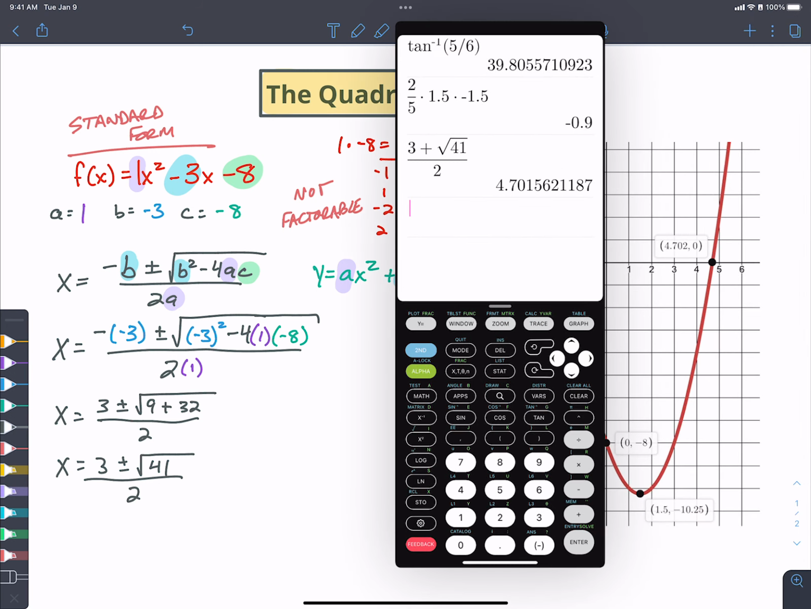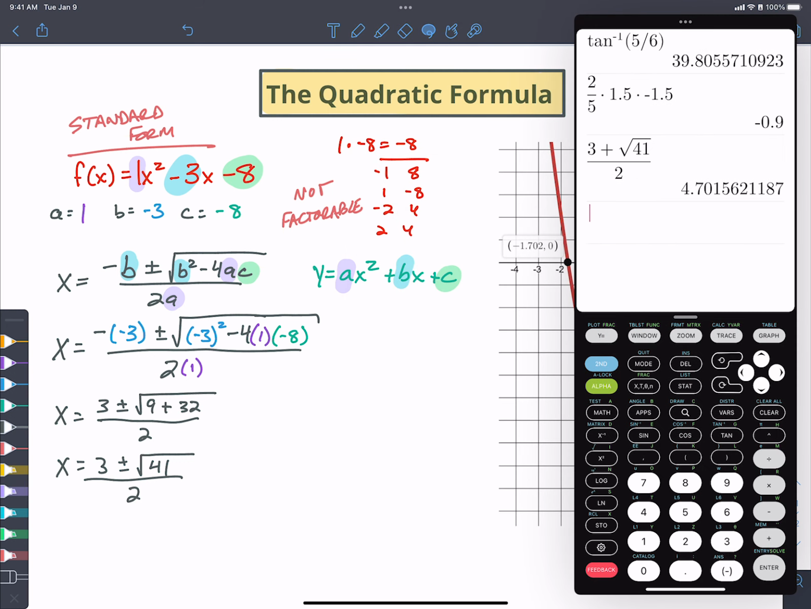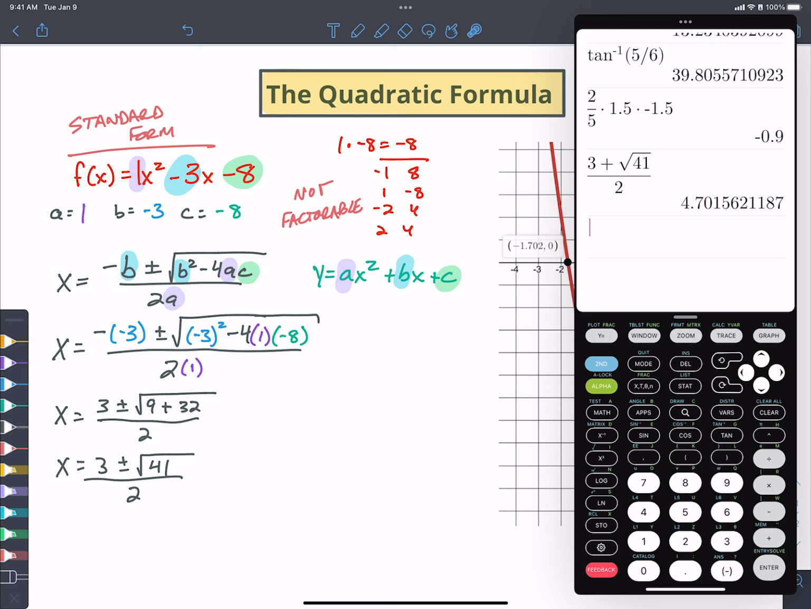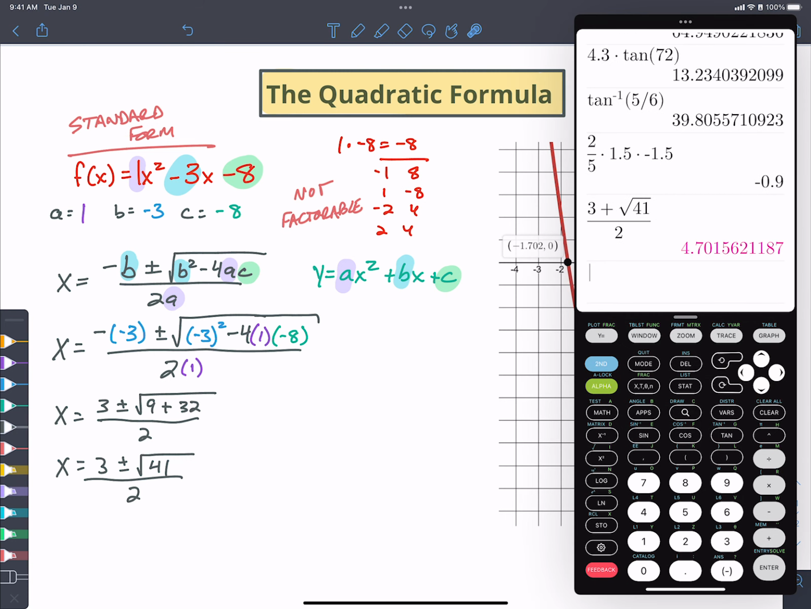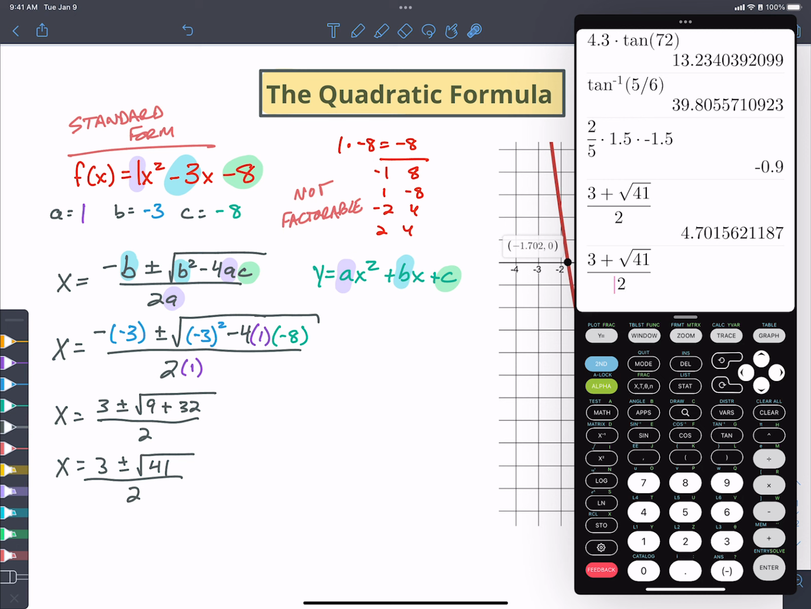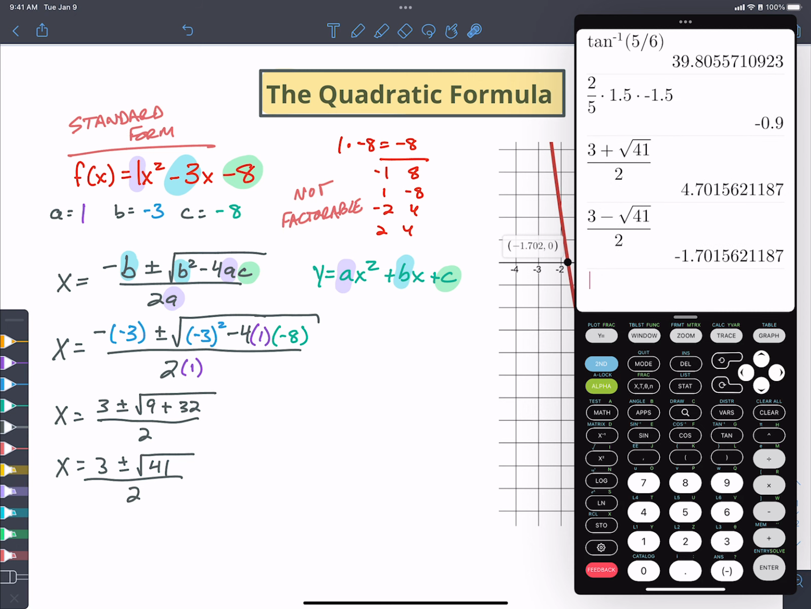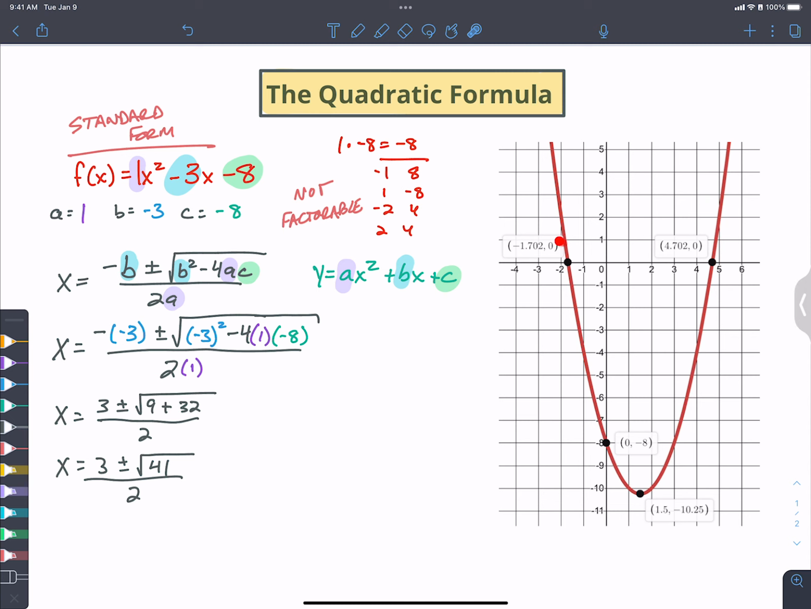4.701, and look at that, 4.702. So if we do a little bit of rounding here on our calculator, we can see that we've got this same value right here. Now if we do the same thing with the minus, we'll bring that down, do a quick computation, delete, and put a minus in there, and we should get negative 1.7015, which is essentially this. So 3 plus square root of 41 divided by 2 gives us this. 3 minus square root of 41 divided by 2 gives us this.